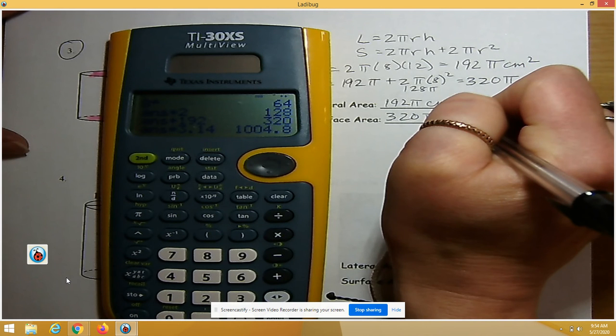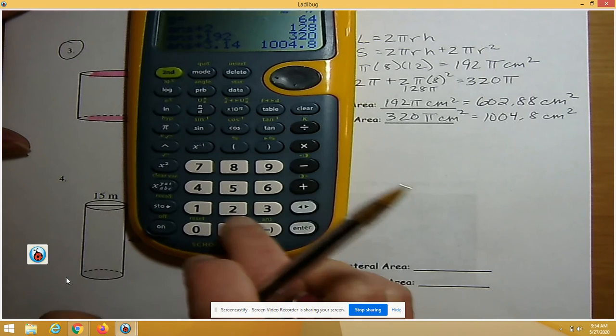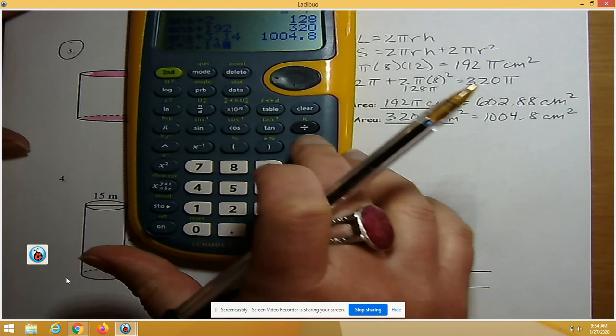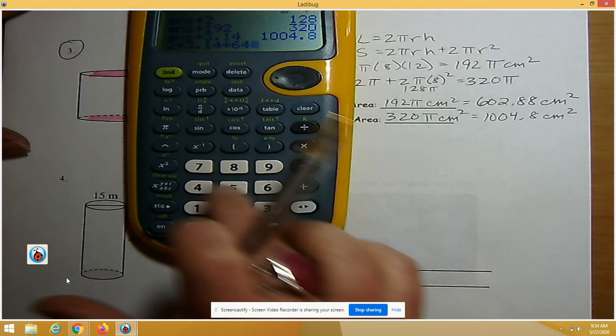1,004.8 centimeters squared. Alternatively, I could have just multiplied that out and did 2 times 3.14 times 64, gotten this number, and then added it to the 602.88. And I'm getting the exact same answer. So there's multiple ways to work these out on your calculator. Just be careful that you go step by step. If necessary, use grouping symbols.